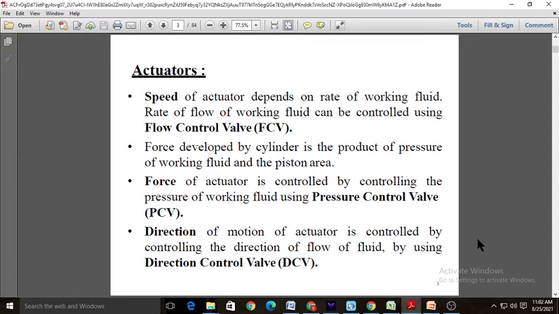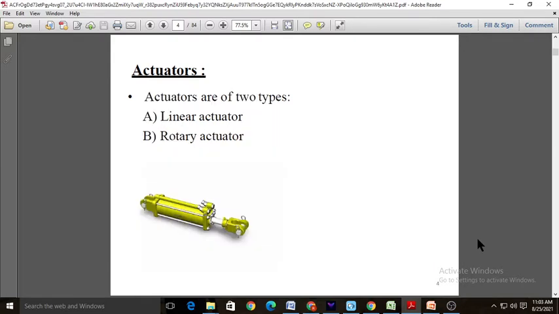Listen students, you are very familiar with these actuators as you all studied them in the last semester of diploma course under the subject Industrial Hydraulics and Pneumatics. Then force of actuator is controlled by controlling the pressure of working fluid using pressure control valve. Then direction of motion of actuator is controlled by controlling the direction of flow of fluid by using the direction control valves. Then actuators are two types: linear actuators and rotary actuators.